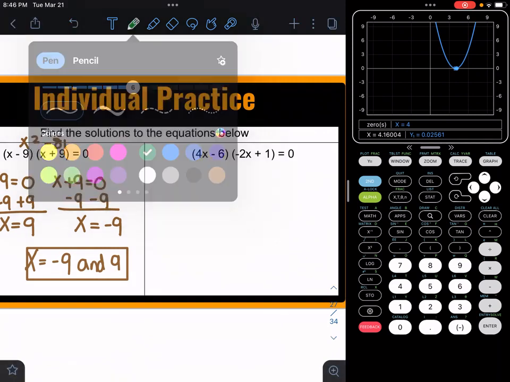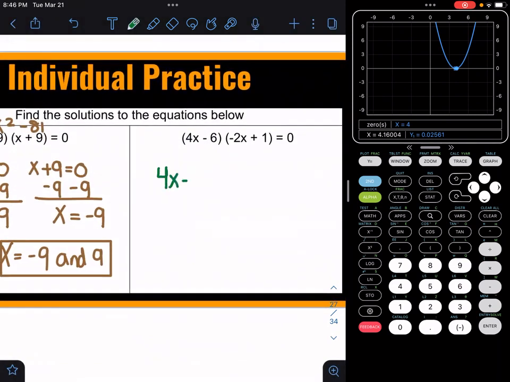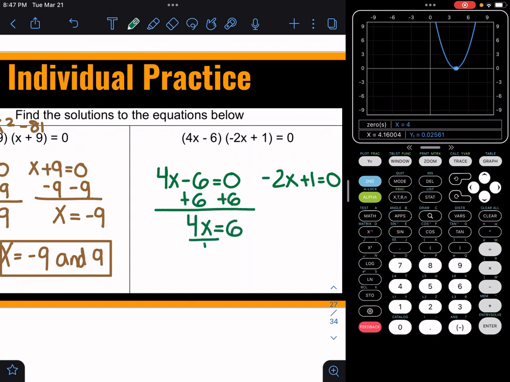And let's look at this one again. Set each of these things equal to 0. So for the first one, to get rid of minus 6, we're going to add 6 to both sides. So we get 4x equals 6. And to get rid of 4, we divide. If you typed it in your calculator, it would give you 3 over 2.